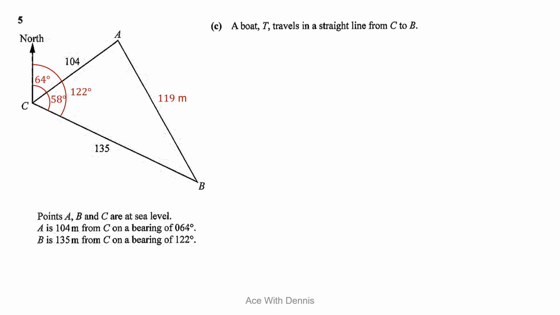C. A boat T travels in a straight line from C to B. Calculate the shortest distance of T from A during this journey. 2 marks. So the shortest distance here means that it is the perpendicular distance from point A to the line BC. Let's label this distance as h.